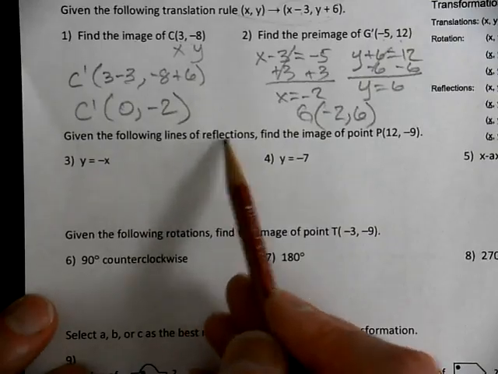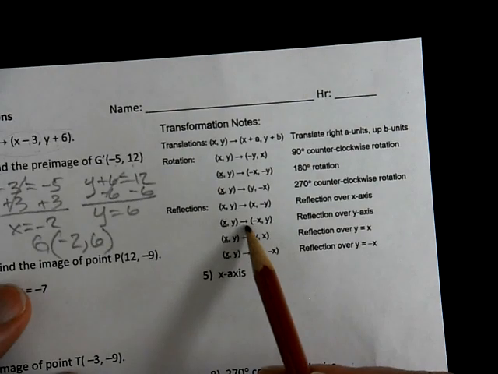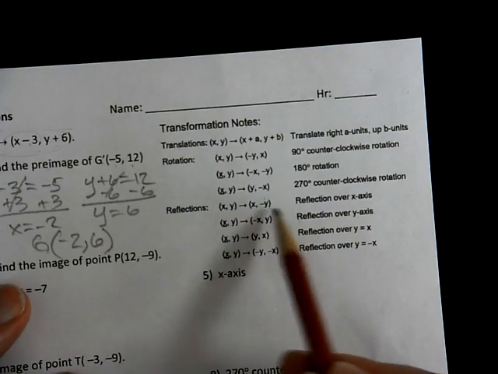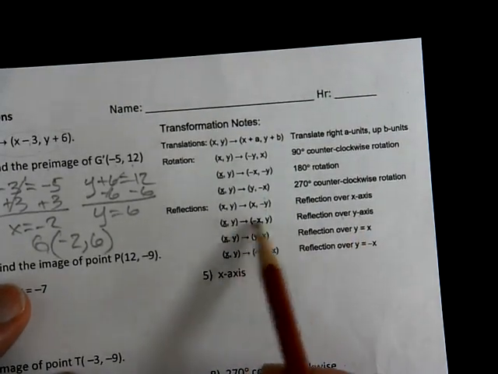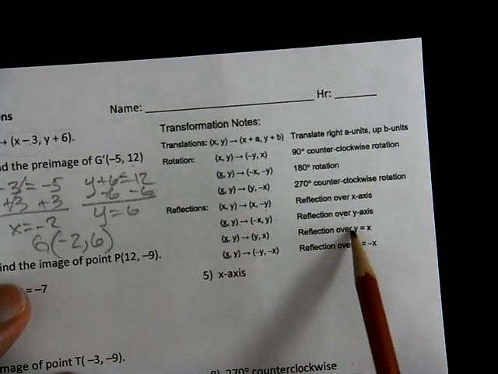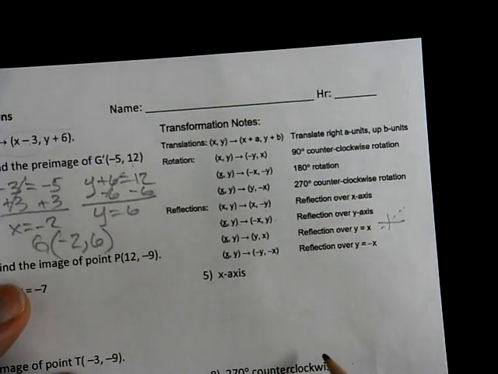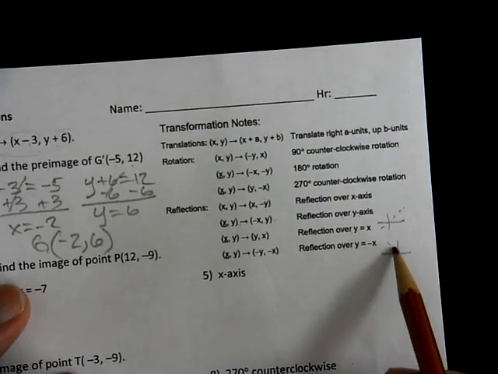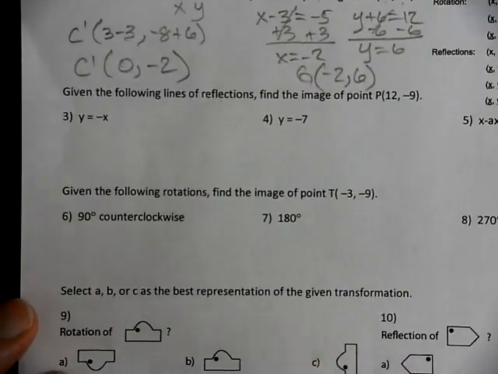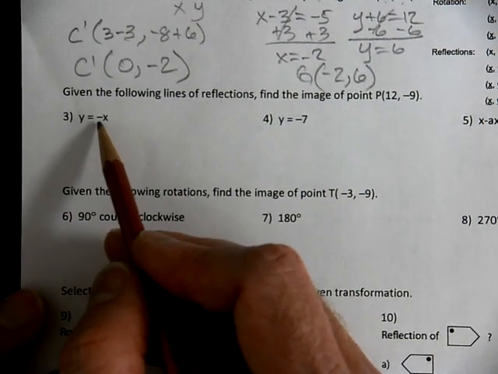So now we're going to do some reflections. We have some rules right here that talk about the reflection rules. Reflection over the x-axis is where the y value changes. Reflection over the y-axis is where the x value changes. And then we have rules for flipping over y = x, which is a positive line, and y = -x, which is a negative slope line. So we're going to try to reflect this over y = -x.